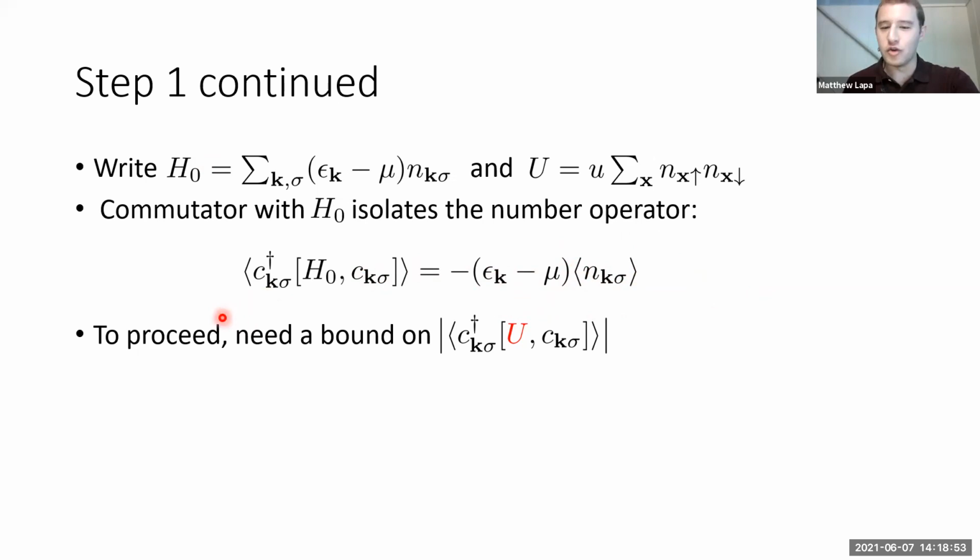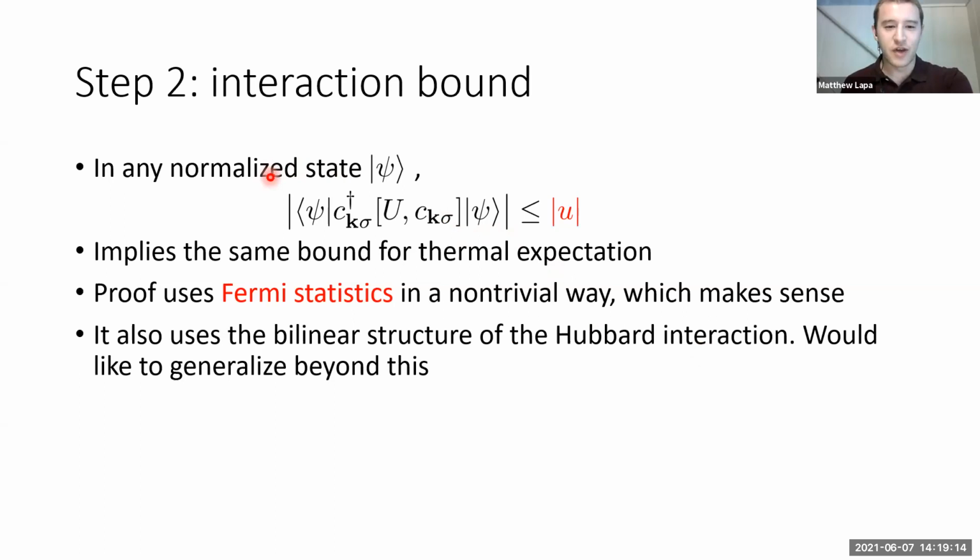But then you also will end up having the commutator of U with C, and you'll need a bound on an expression like this. And so that's the second step of the proof, is trying to bound something like that. So I'll show you, there's a kind of simple looking bound on this quantity, and then I'll show you a little bit later how you could derive something like this.